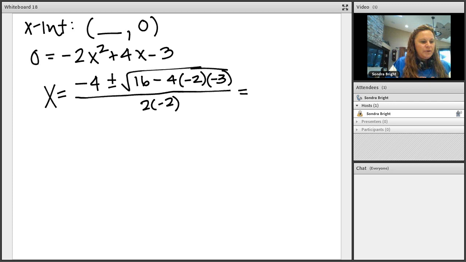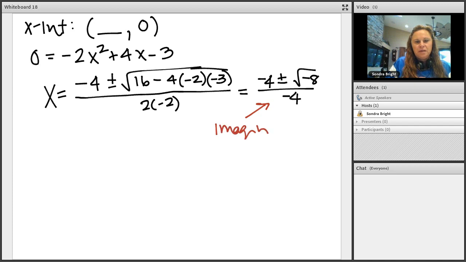And so you end up with negative 4 plus or minus the square root of negative 8 all over negative 4. Here's the deal. I can just stop right now because these are imaginary. And when you get imaginary solutions, then there are no x-intercepts.